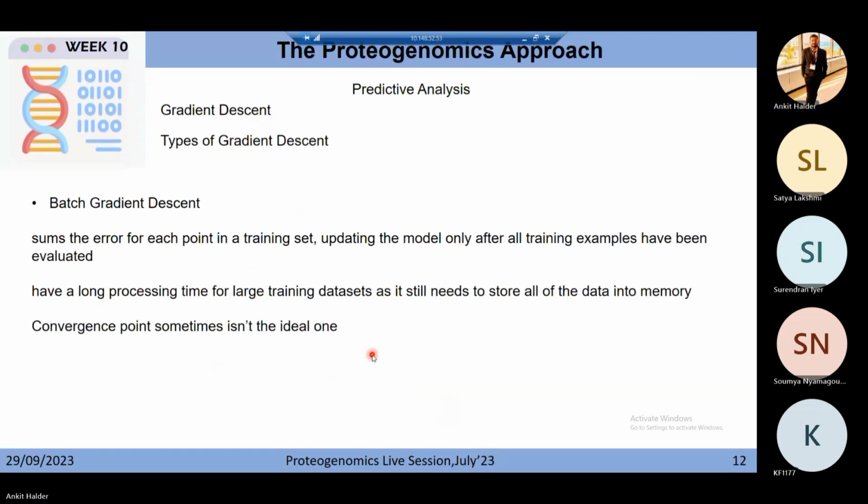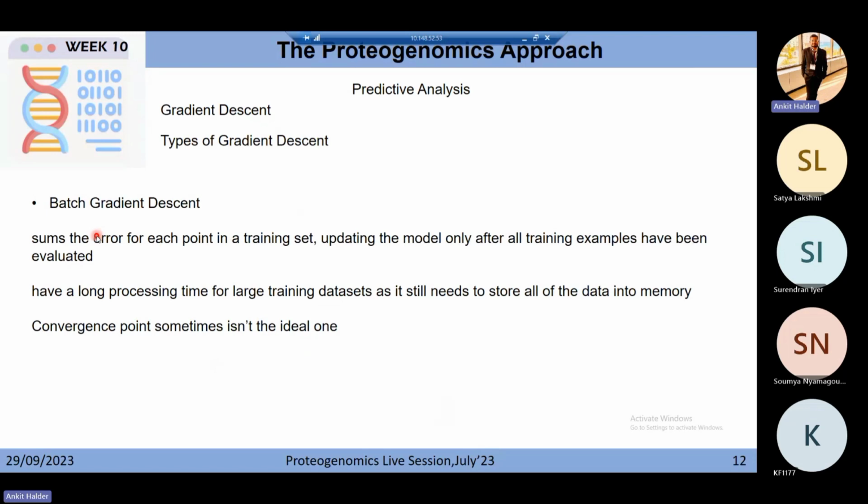Now, in gradient descent, we are trying to optimize our models for the best fit, so as to accurately classify our omics data sets. So what are the types of gradient descent that you can use? One type is known as batch gradient descent. What is batch gradient descent? It sums the error for each point, updating the model only after all training examples have been evaluated.